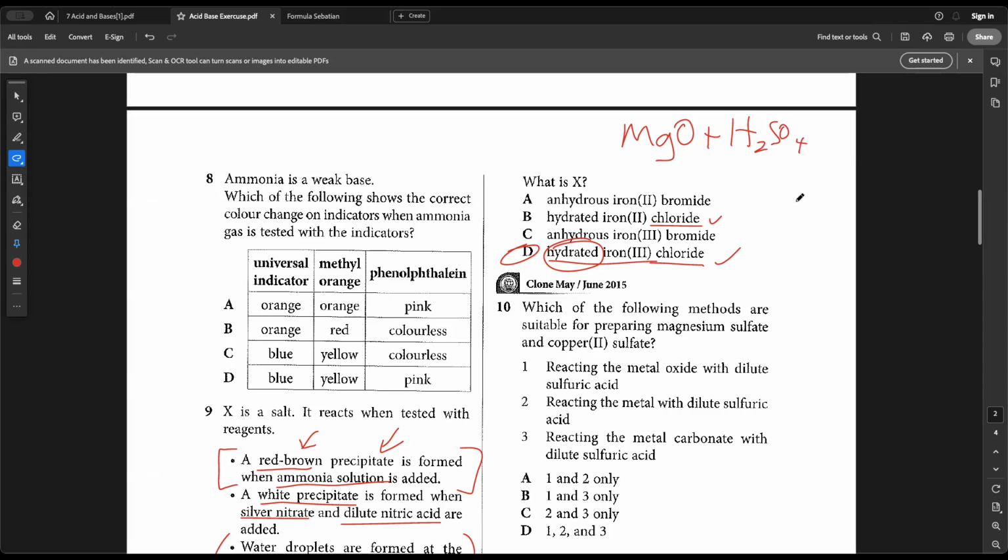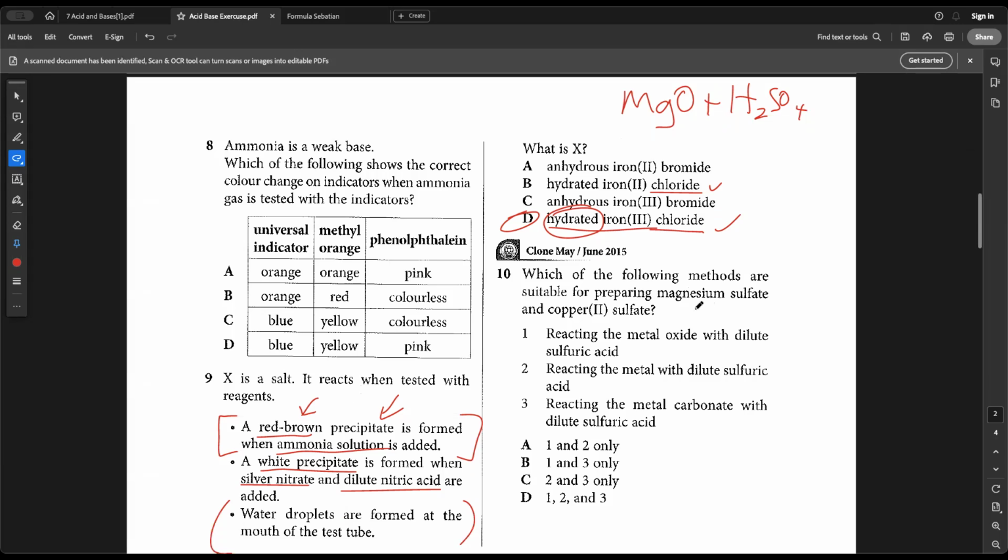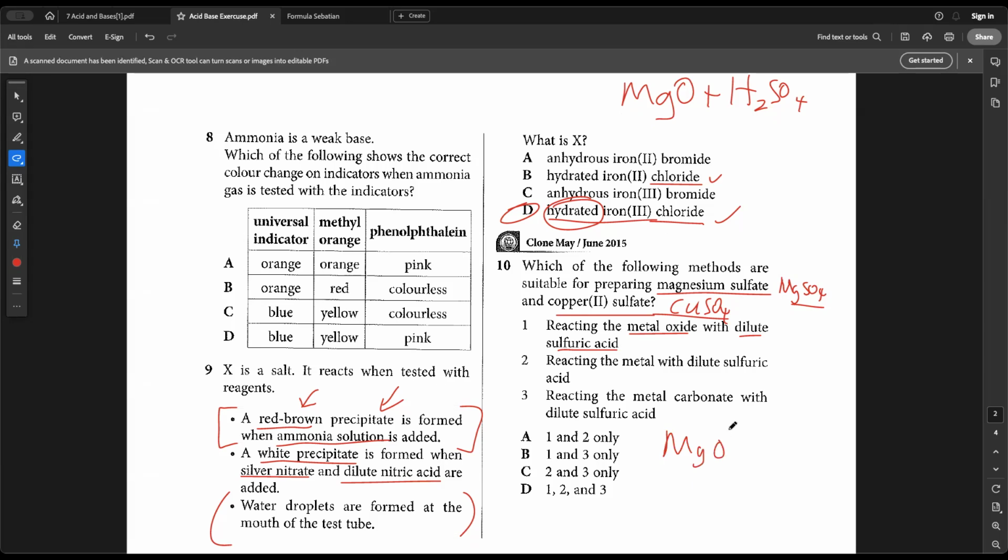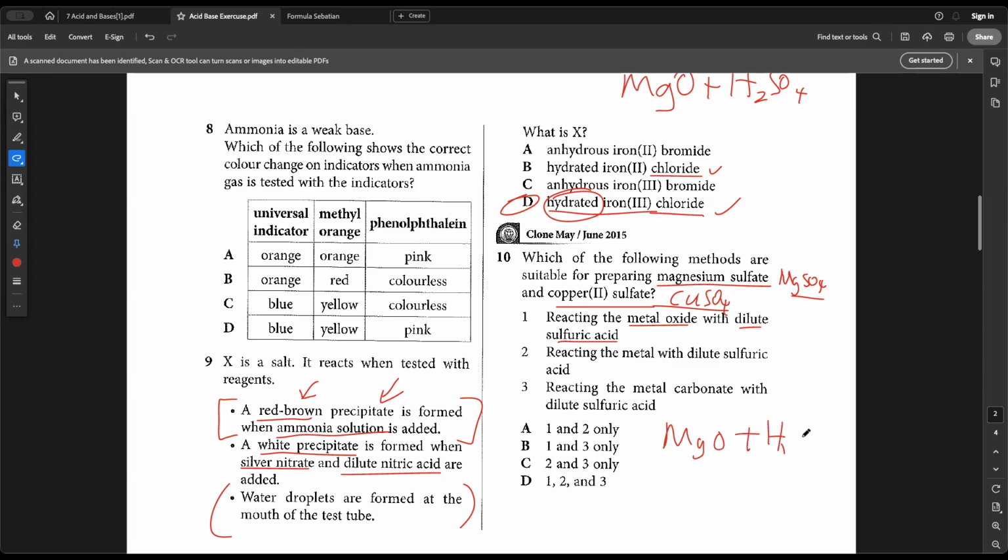Thank you. Hey guys, listen up. For this question, you want to prepare magnesium sulfate and copper 2 sulfate, which is basically MgSO4 and CuSO4. The first part says which one can be used to make these two things, reacting the metal oxide with dilute sulfuric acid. So the first scenario is magnesium oxide, the first metal oxide, plus H2SO4. Will there be a reaction? Yes or no? Why?